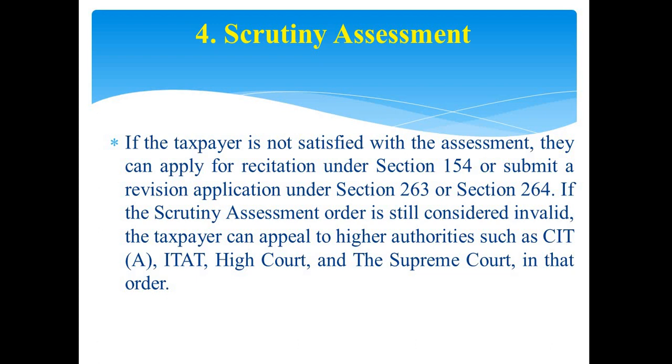In scrutiny assessment, if the individual taxpayer is not satisfied, then the individual taxpayer can go for an appeal. In this case, first they have to approach the Commissioner of Income Tax for appeal, and then the Income Tax ITAT. It means Income Tax Appellate Tribunal. Then they have to go to the High Court, and last they have to go to the Supreme Court. So this is the order. Directly they cannot go to the High Court or Supreme Court.